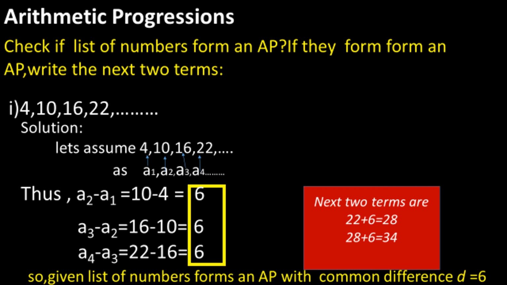Once again, from the list, if the common difference d is the same, we can say that the list of numbers forms an AP, and we can find the next two terms by adding the common difference to the preceding one. Hope you understood.